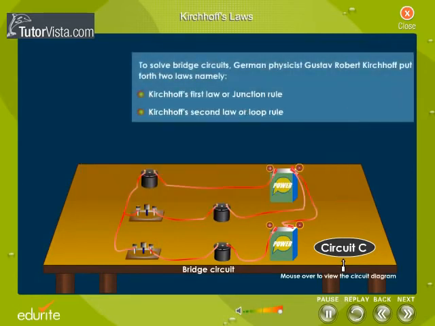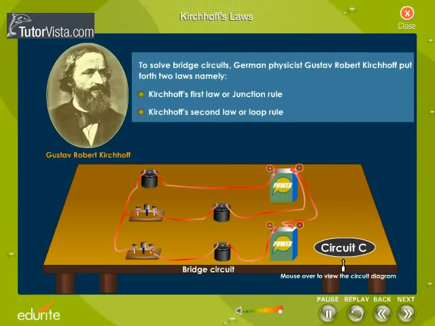To solve such bridge circuits, German physicist Gustav Robert Kirchhoff put forth two laws, namely Kirchhoff's first law or junction rule, and Kirchhoff's second law or loop rule.